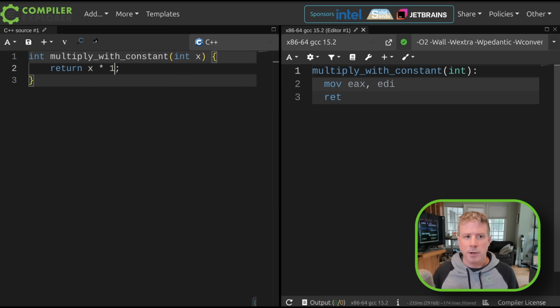If we multiply with 1, you can see the compiler just completely ignores us. For integers, that doesn't do anything. So it knows that it can still just get away with the move. What happens if we multiply by 2? Have a think before I change the code and see if you can guess what's going to happen.